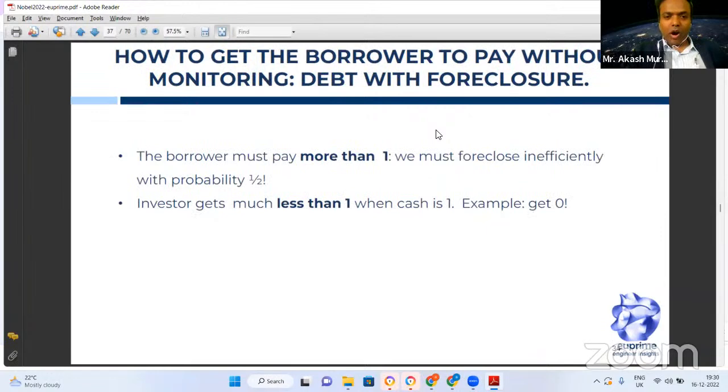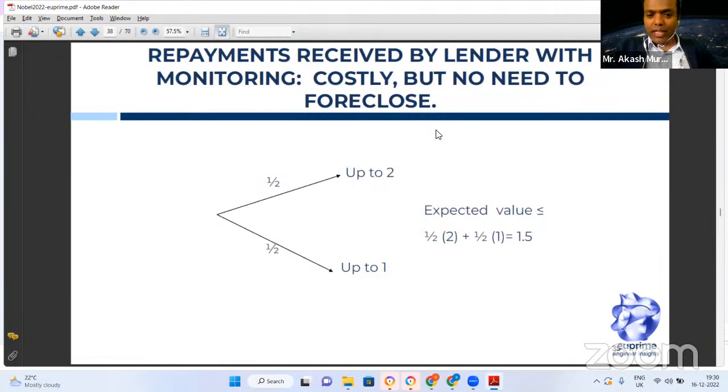Now, how do we ensure there is some incentive for the borrower to return that money? They introduced a concept called foreclosure, which essentially means that if you default on your loan, the bank has the capacity to take the asset back. Let's suppose they lend out a housing loan. The bank has the capacity to take that house back, which is a costly affair, but we have to calculate how much it will cost to foreclose that loan. Then, if you foreclose, you bound the expected value at 1.5. It's not precisely 1.5; the upper bound is 1.5.